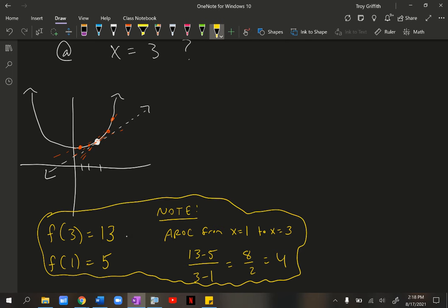My next question would be, can we come up with a function to determine the slopes of secant lines with x equals 3? In other words, could I come up with some way to just describe the slope of any secant line if I pick an x value, and the slope of the secant line from that x value to the point at x equals 3?